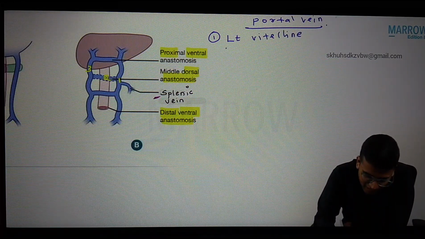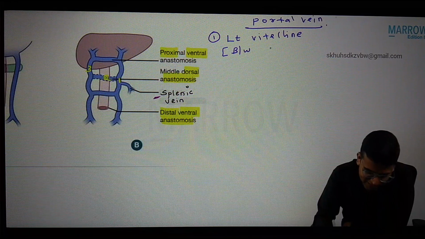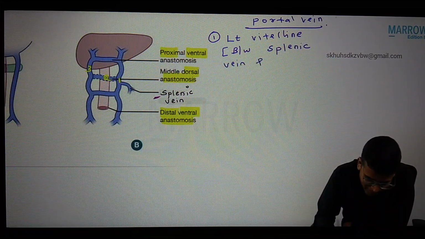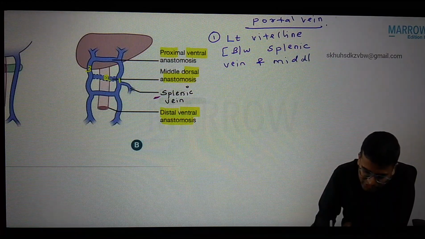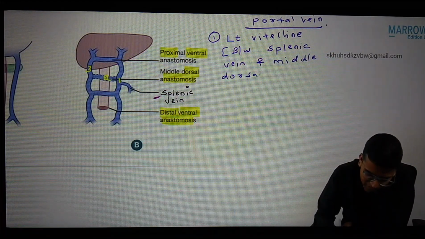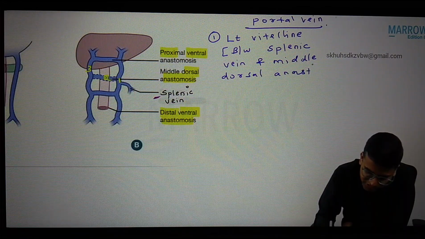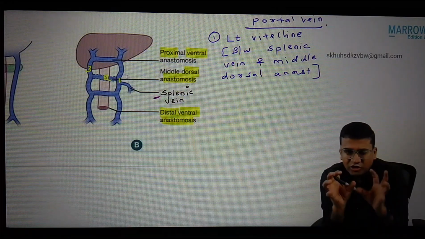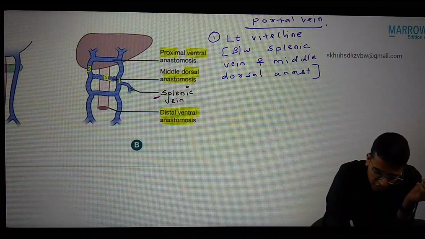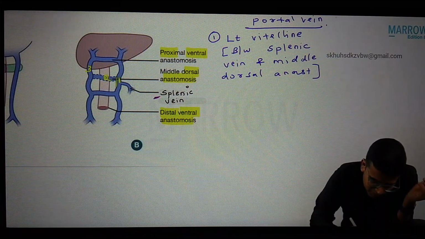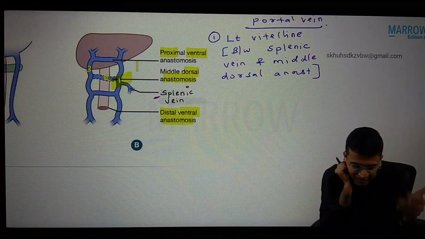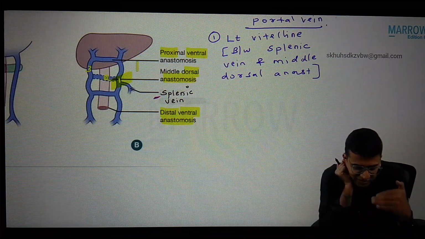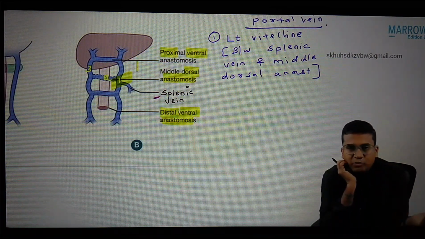So number 1 is very small contribution that is coming from left vitelline vein. Now the left vitelline vein, which is present between the splenic vein opening, and middle dorsal anastomosis. A very small part. Is that clear? So portal vein derived from left vitelline vein, small contribution from the left vitelline vein. This small contribution. So this segment alone. The left vitelline vein present between the middle dorsal anastomosis and the splenic vein opening.